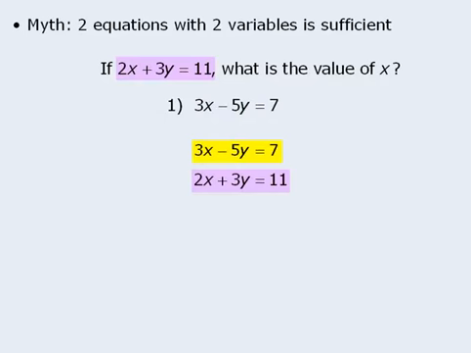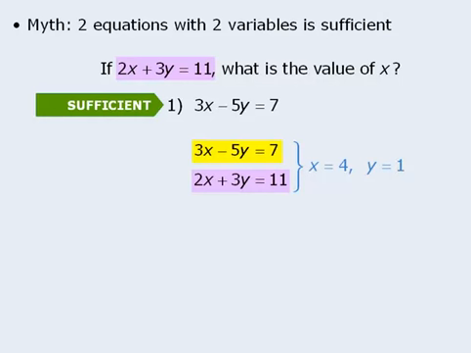Do we now have enough information to answer the target question? Yes, with these two equations, we can use one of several methods to solve for x and for y. So in this case, having two equations with two variables provides sufficient information to determine the individual values of x and y. However, this is not always the case.